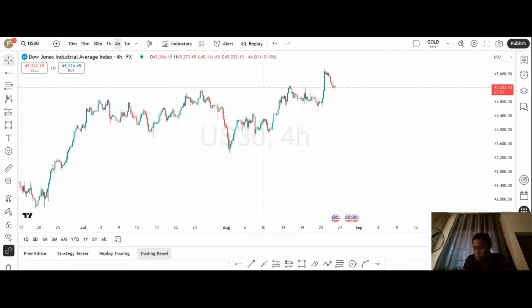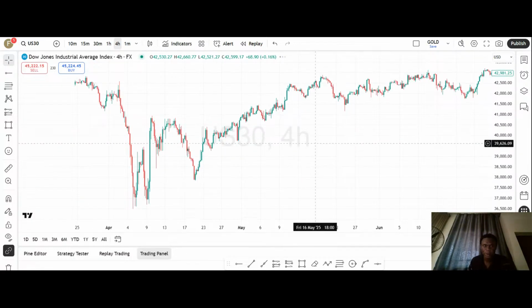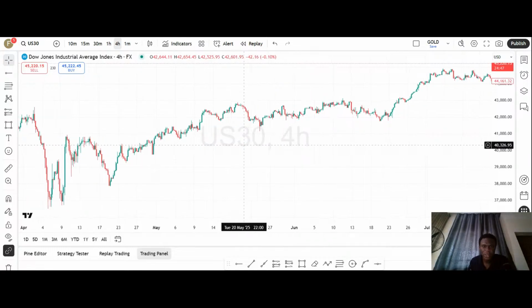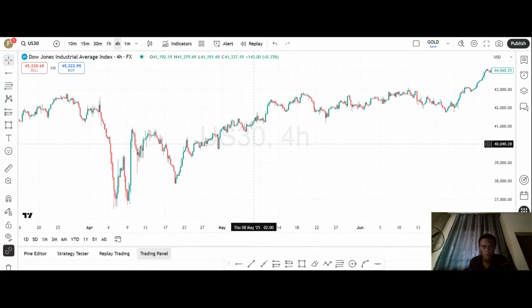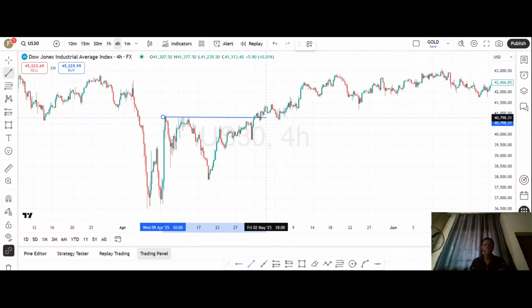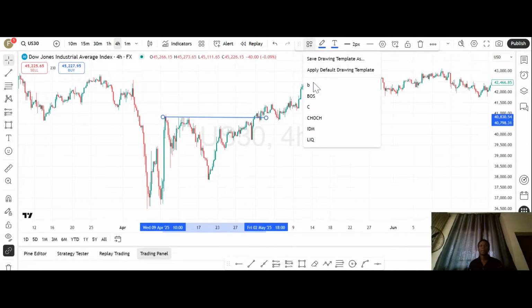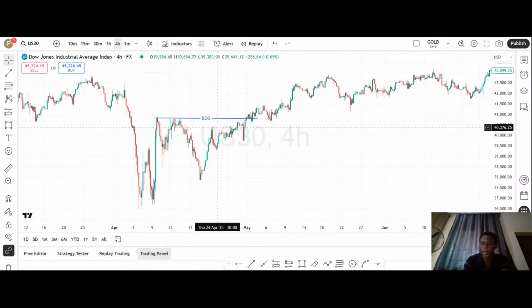Okay, so this is what we're doing now. I want to identify a good break of structure and the endorsement. I'll be using this US 30 because it has a good structure right now. This is the 4 hours time frame. So there was a previous break of structure right here on this US 30. So this is a break of structure.